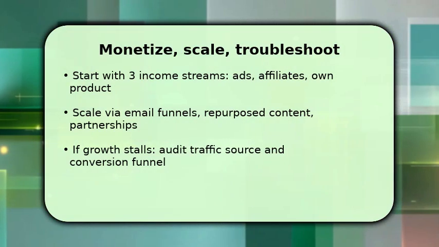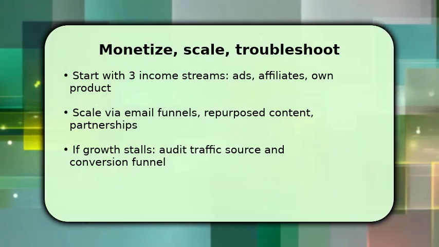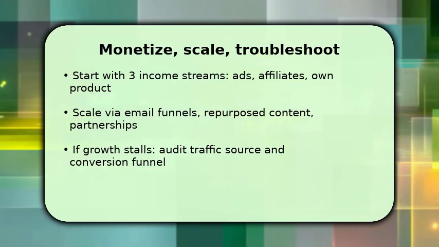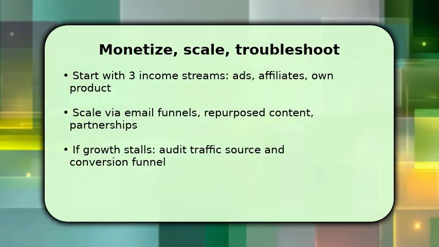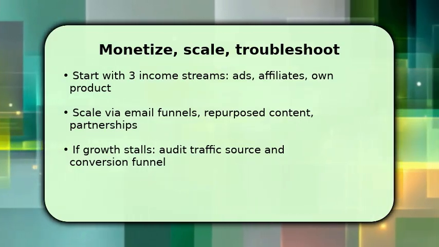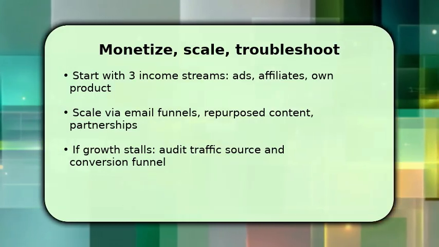Now monetize and scale. Implement 3 income streams, ads, affiliate offers, and a low-cost own product or service, so revenue isn't dependent on one source. Once sales appear, scale using email funnels, repurposed content for social platforms, and strategic partnerships to widen reach. Make sure to reinvest in content and analytics.